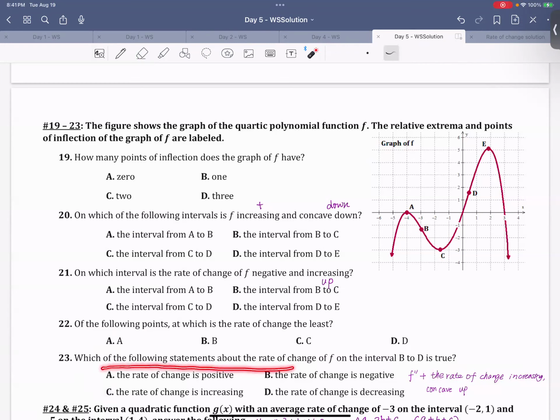Which of the following about the rate of change of F on interval B to D is true? B to D. Which one do you choose? Answer me a question here. Is this concave up or concave down? Concave up, so C. Yes, very good. Rate of change is increasing is concave up. Okay? Got it?